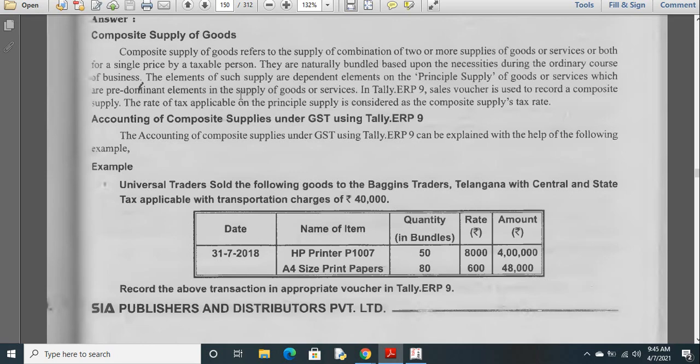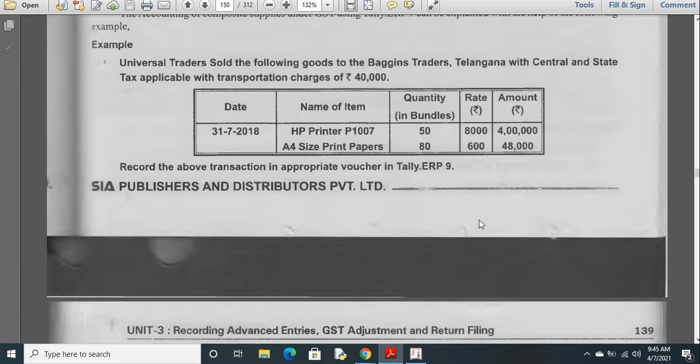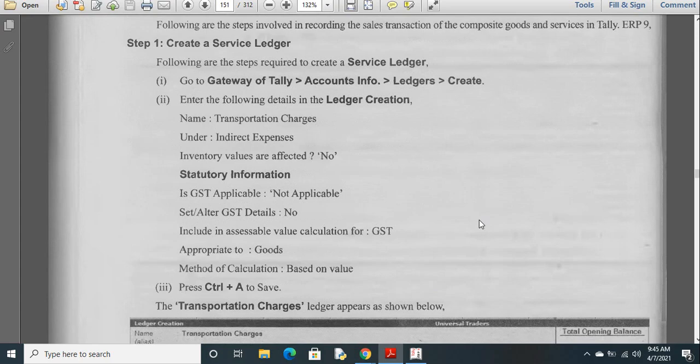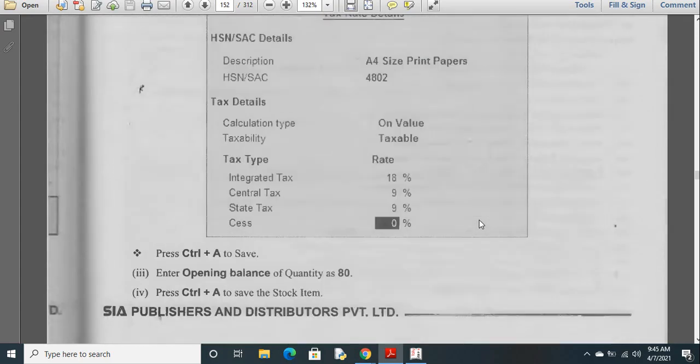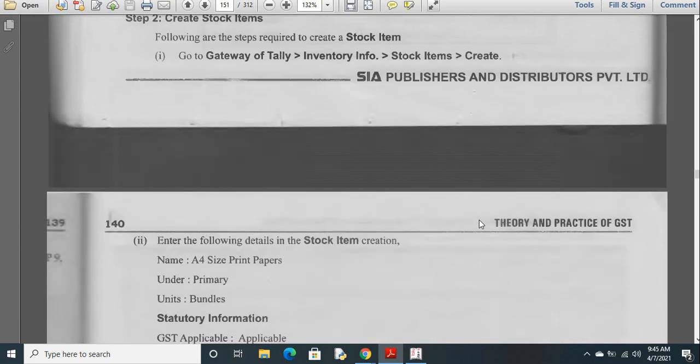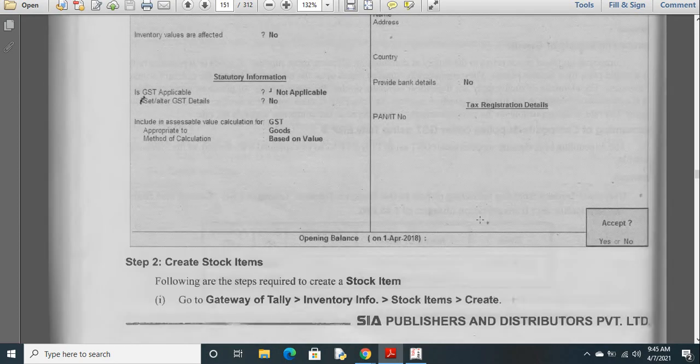Okay. Supply of a combination of two or more supplies of goods or services or both for a single price. Okay, we'll see this in the next class.